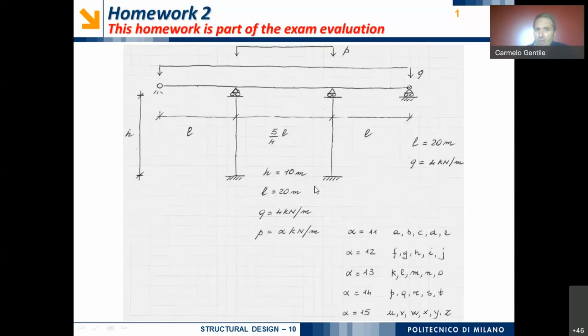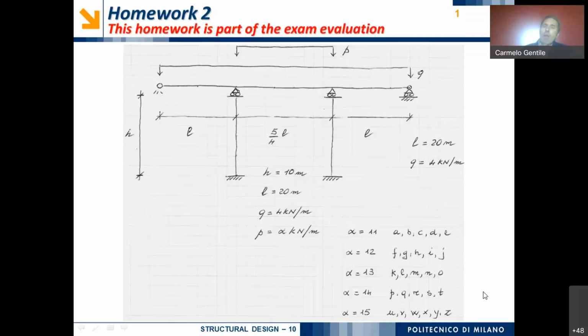The height of the column is 10 meters, and we have also that the central span is subjected to another uniformly distributed load whose value is equal to alpha kilonewton per meter. And as usual, alpha depends on the first letter of your first name. So alpha will be, for example, 11 if the first letter of your first name is A, B, C, D, E, while alpha will be equal to 15, for example, if the first letter of your first name is U, V, W, X, Y, or Z.